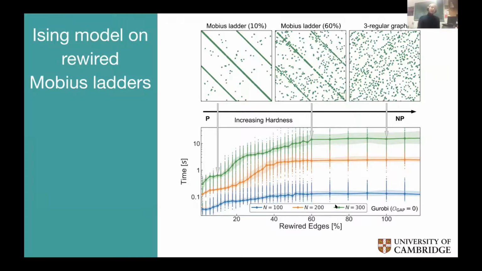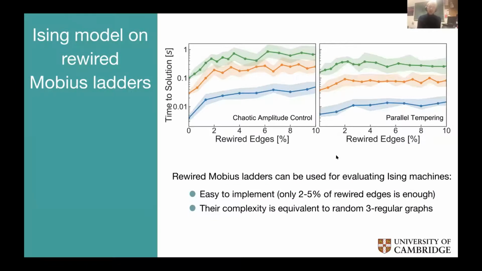So this does not yet mean a lot for us because we don't know how representative these results are. And to get the idea of how it can be generalized to other methods, to understand if other algorithms can show similar behavior, we've considered 2 more algorithms, which are arguably the current state of the art: the parallel tempering algorithm and chaotic amplitude control. And we've seen quite similar behavior: the polynomially solvable Mobius ladder graphs are simple to solve, easy to optimize, while the rewired ones are more complicated.